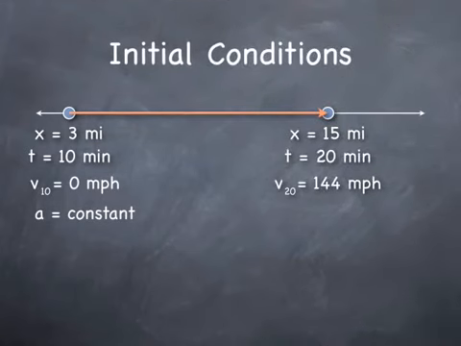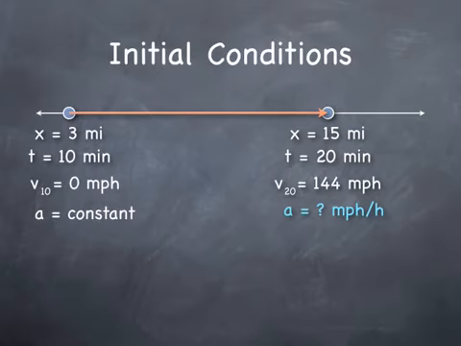Let's go back to our initial conditions example, and we even have one more. I guess you would call this a final condition. We know that the end velocity at time 20 is 144 miles per hour. So let's ask another question. What is the acceleration in miles per hour per hour? Now remember, one of our initial conditions is that the acceleration is constant. So we will be able to get an exact number for this acceleration.